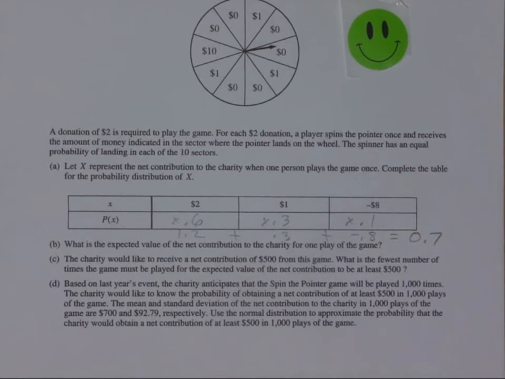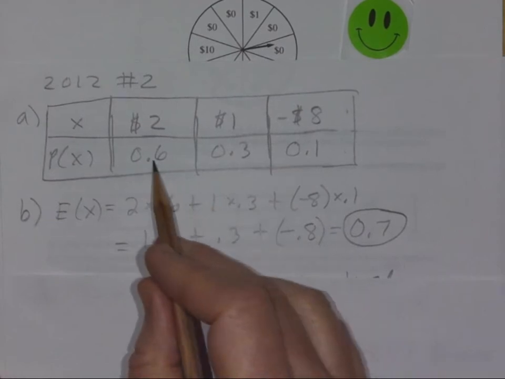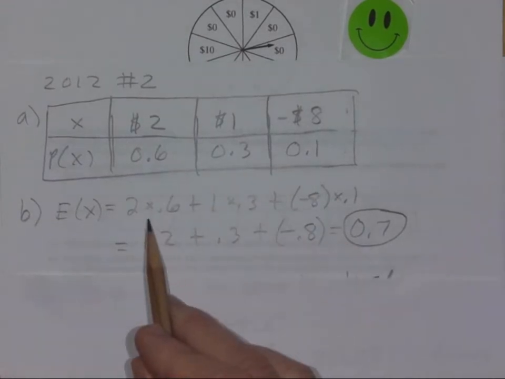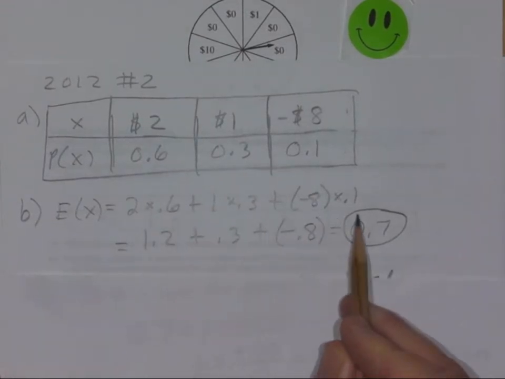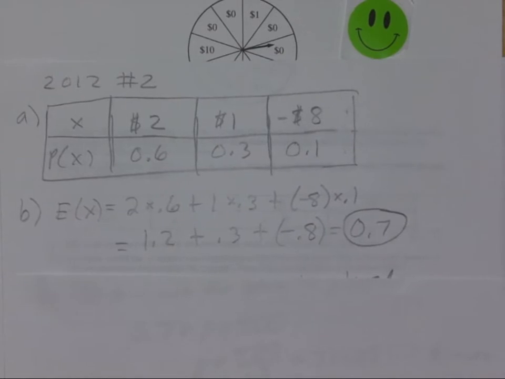But here's the way I showed my work on another piece of paper. So that would be Part A. On this one, I just show the multiplication and addition to show your work like that. And so 0.7, that is the mean. That is the average winnings per play that the charity is expecting to make. In other words, in the long run, on average, they're expecting to make 0.7.